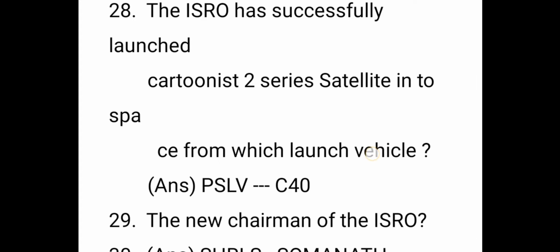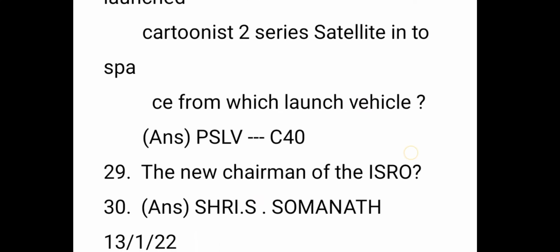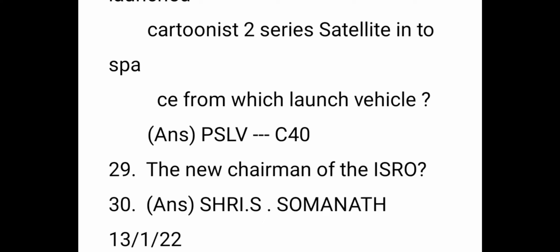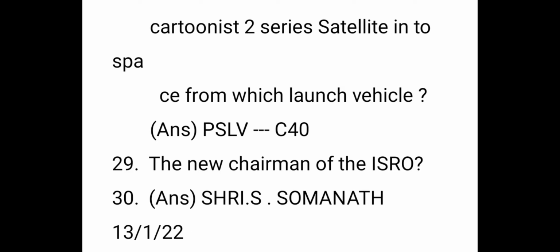ISRO has successfully launched the Cartosat-2 series satellite into space. Which launching vehicle? That is the PSLV-C40. India's Polar Satellite Launch Vehicle successfully launched the 710 kg Cartosat-2.